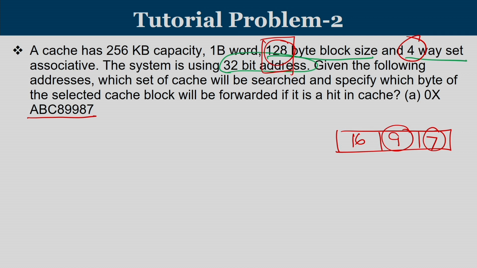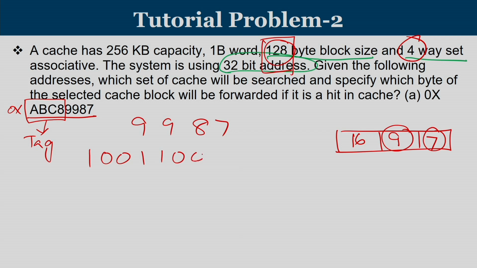ABC89987. We know that it is a 16-bit tag. This is a hexadecimal address. So, these 4 digits are going for the tag. That is not relevant for this current problem. Let us now consider 9987. These are the hexadecimal notation for the last 16 bits. So, 9 stands for 1001, next 9 stands for 1001, and so on.